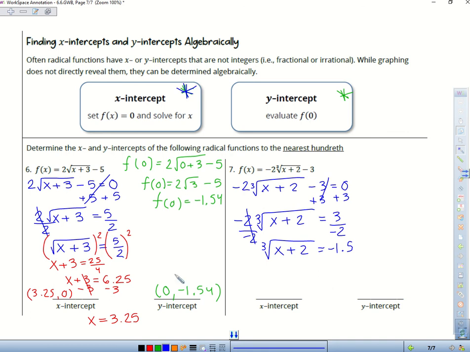And then to get rid of a square root, we square both sides. So what do you think we do to get rid of a cube root? Cube both sides. This gives me x plus 2 is equal to negative 1.5 to the third power, which is negative 3.375. So I subtract 2, and I get x equals negative 5.375.